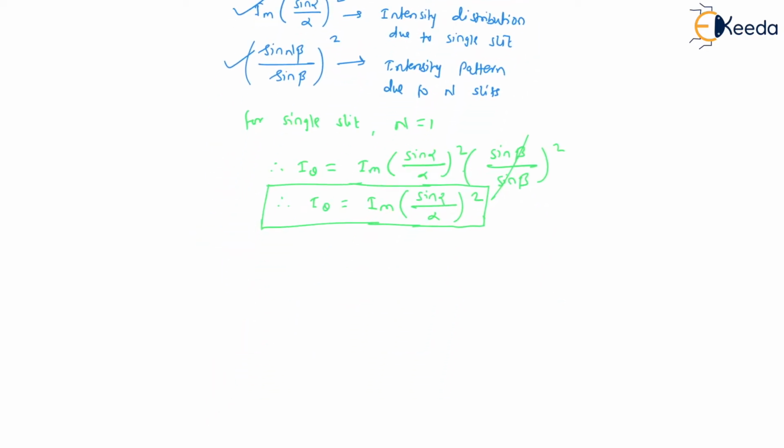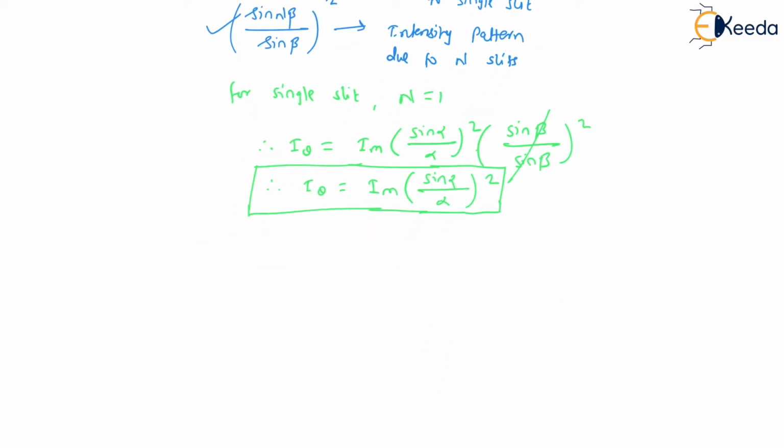Now we'll check it for a double slit. For a double slit, the value of n will be 2.